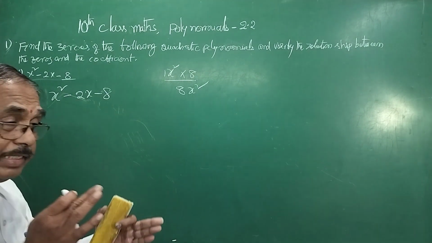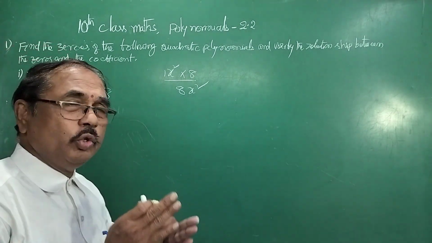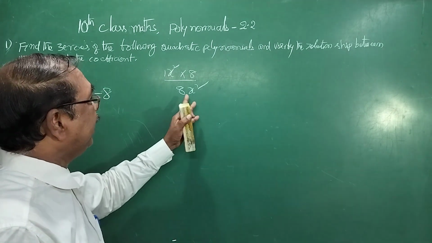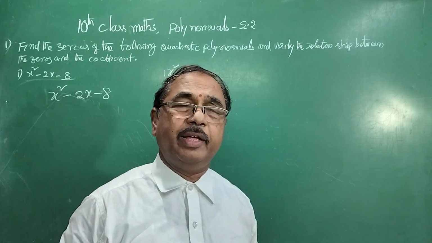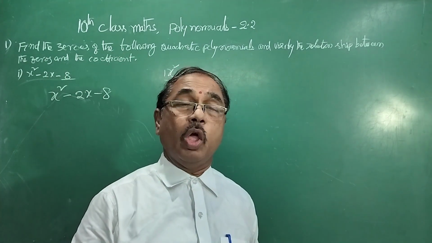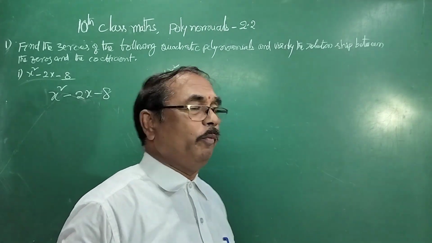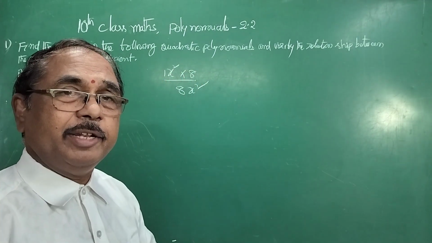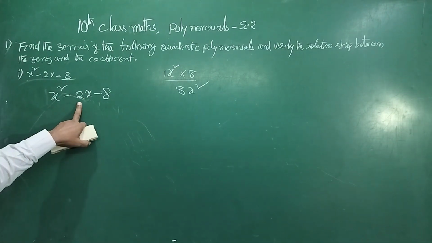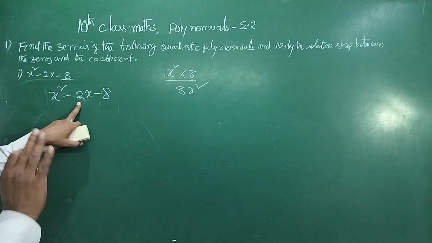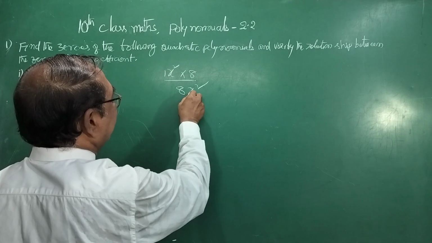Yes, this is to be split. We have to find the factors of this 8x square. Now what do we have to find? We have to find the factors. How do we find the factors? When we add those two factors of this 8x square, the sum must be equal to the middle term, minus 2x. This is the splitting method. That means we have to split it.